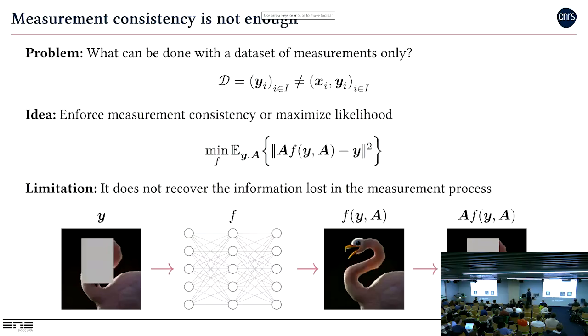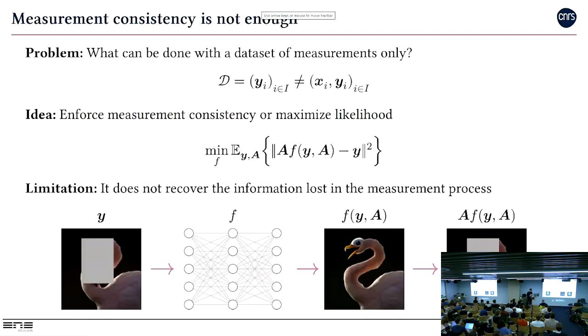So this naive approach of just trying to enforce measurement consistency is never going to work. When is it not going to work? When we have an operator that has a null space, an operator that is incomplete, that is losing some information. And so we are a bit stuck, but we still want to learn.